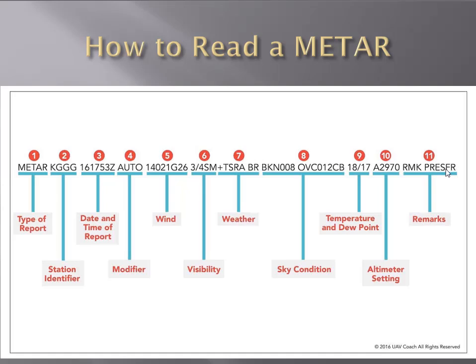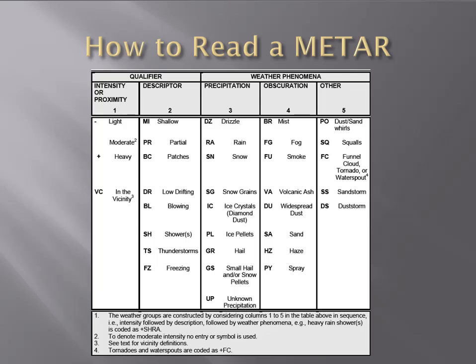Usually if there is a lot that follows this RMK remark line, then it's a good indication that it was an observer who put that in. So in this case, PRESFR just means that the pressure is falling rapidly. That's essentially what this means. And if you look at some of the other weather phenomenon codes, we talked about this: if the intensity of the precipitation is light, then there's a minus sign in front of it. If it's moderate or heavy, there's a plus. But if it's just plain old rain, then there's really nothing.